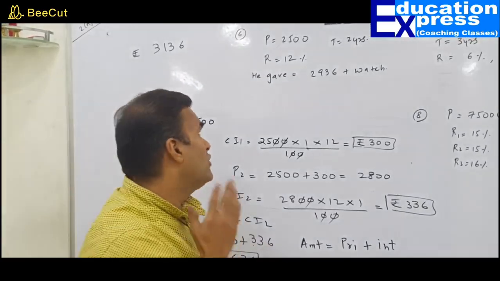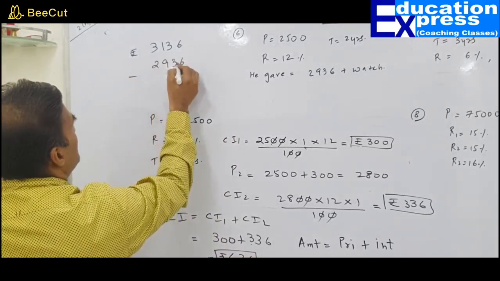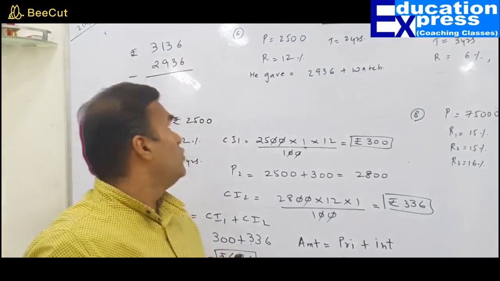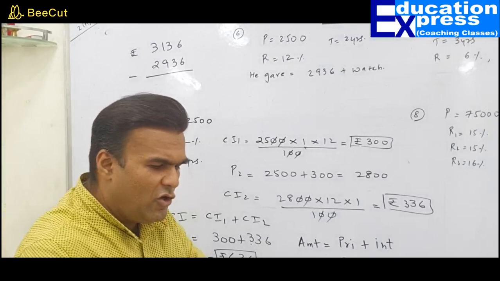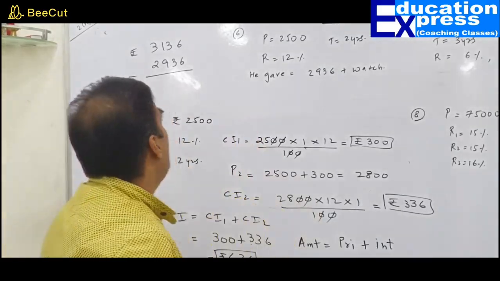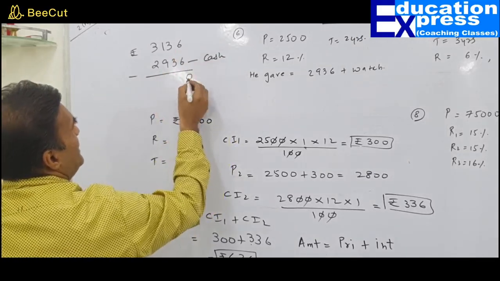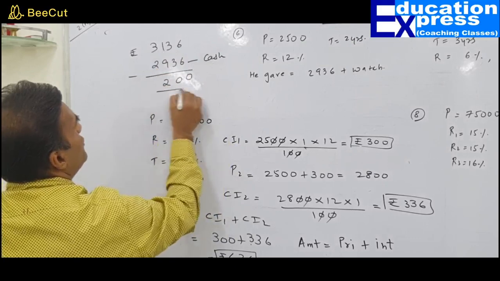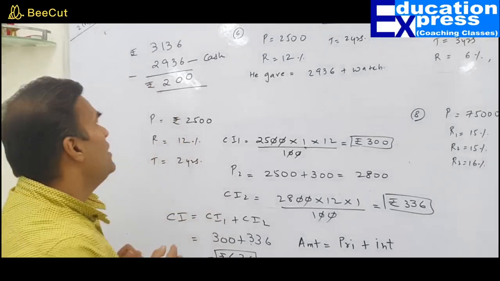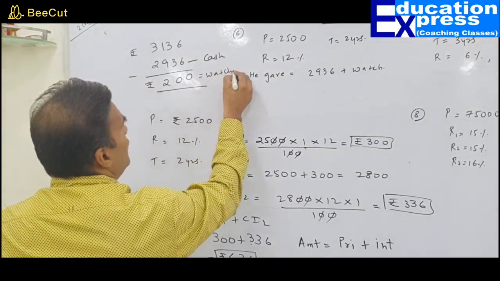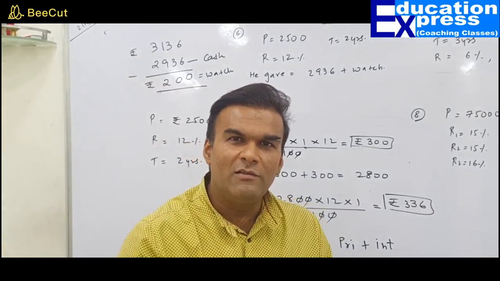Mr. Mehta said, look, I have only 2,936 rupees right now. I can pay you only this much. Plus, I am giving you my watch. Take it. So I am paying cash of 2,936. So the balance would be rupees 200. So what I am giving in lieu of 200 is the watch. So what is the cost of the watch? The cost of the watch would be 200 rupees.